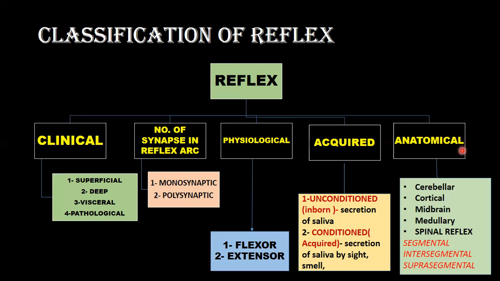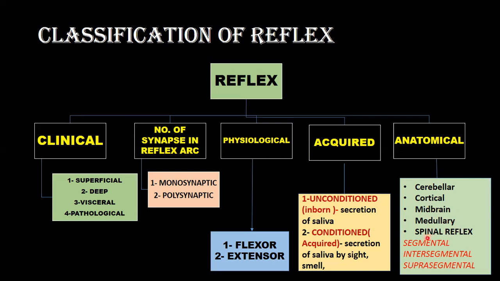Then we come to the anatomical. In anatomical, we just need to remember these names. First is cerebellar. If you see the previous video on our brain, we have already discussed all these parts over there. So just go and watch that video. I have put the link in the description box. When we talk about the cerebellar reflexes, these are the reflexes whose center is in the cerebellum. Then cortical reflexes, whose center is in the cerebral cortex. Then midbrain reflexes, which are present in the midbrain. Then we have medullary reflexes, whose center is present in our medulla oblongata.